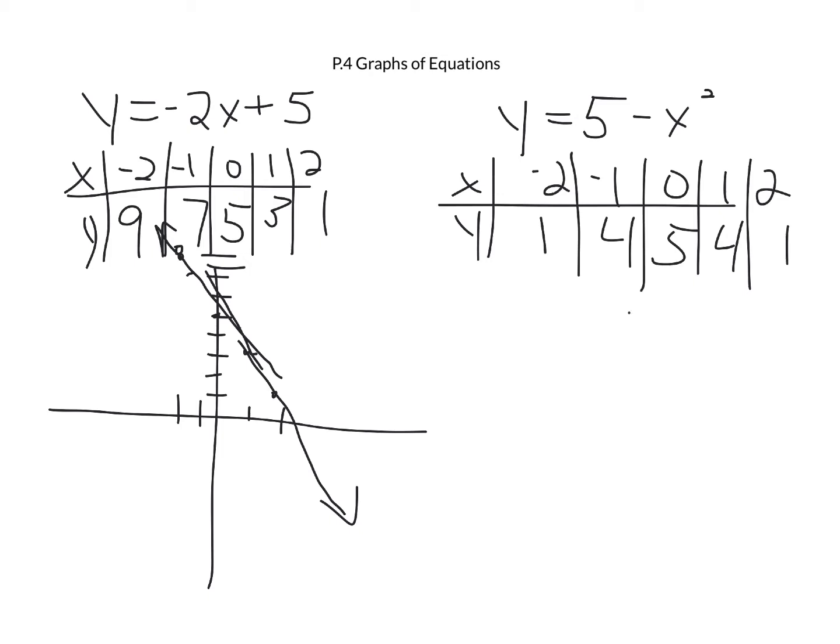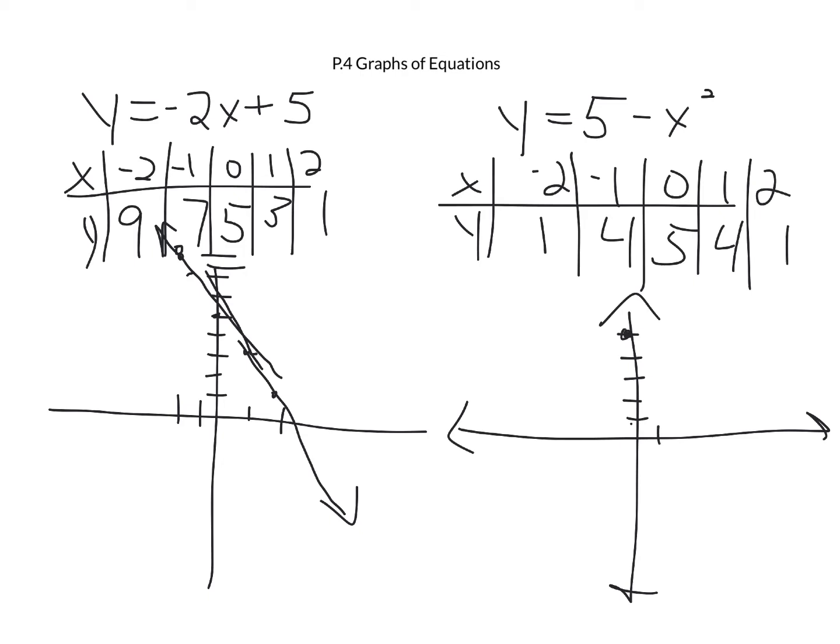And then for the other one, x squared. So hopefully you remember that that should be a parabola right there. It's going to be facing down because our a value is negative. So 0, 5, 1, 3, 4, 5. And there is our graph there.